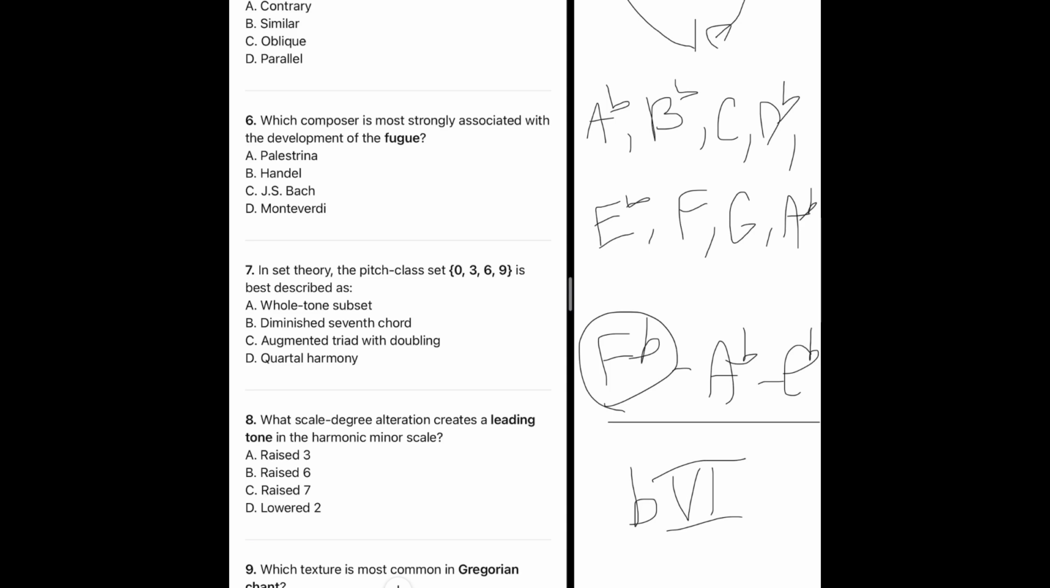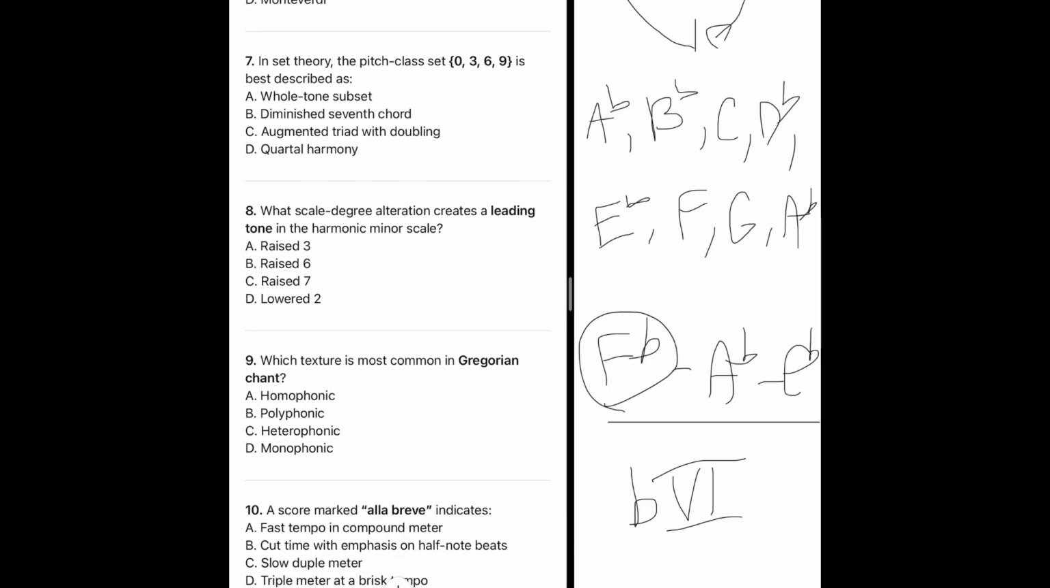Which composer is strongly associated with the development of the fugue? Oh my gosh. Can I remember something from history class? Have I ever learned something called Bach? And it said 0369 is, I don't remember that one. Set theory, I don't remember that one at all. 0369 is, okay, 0.